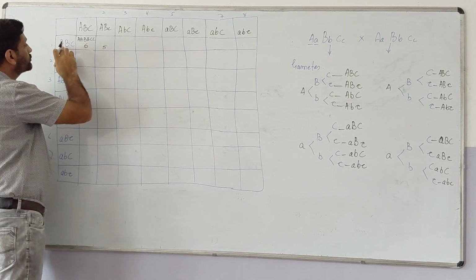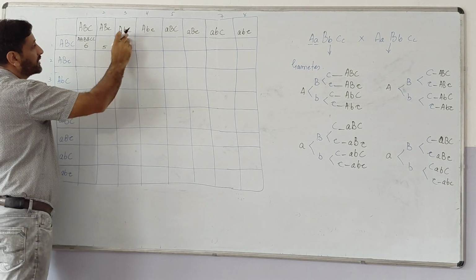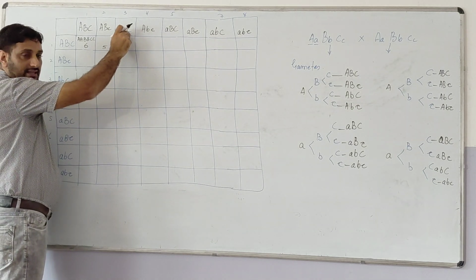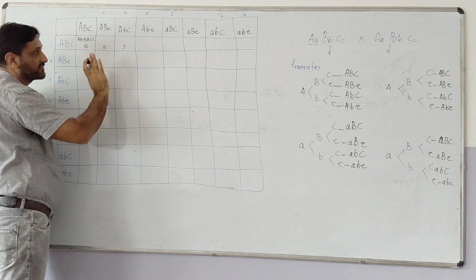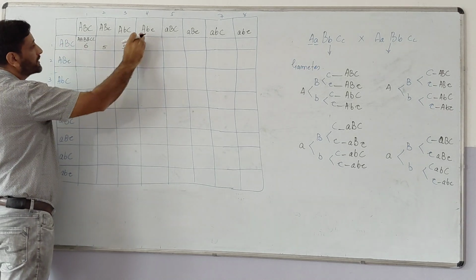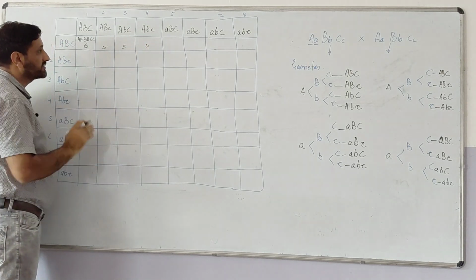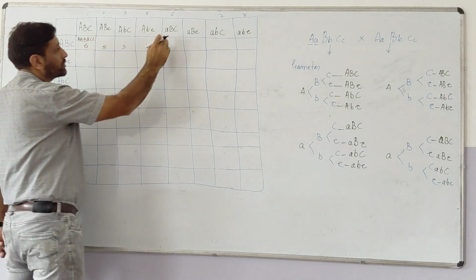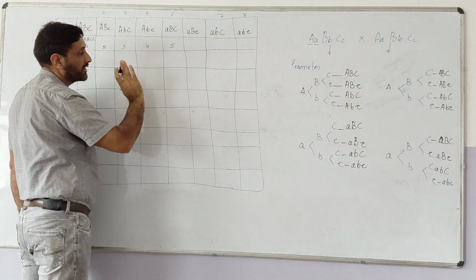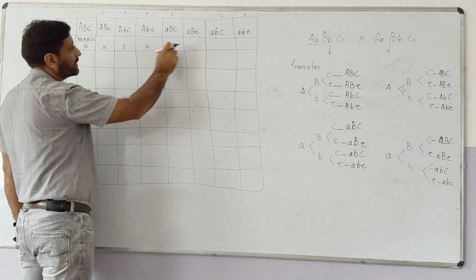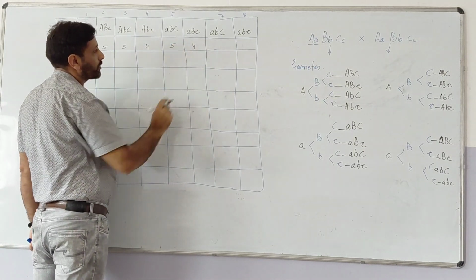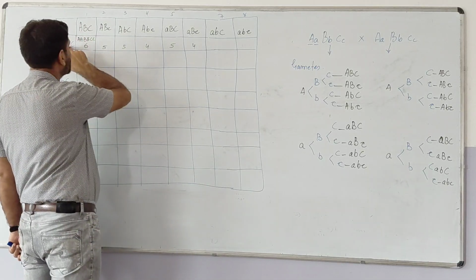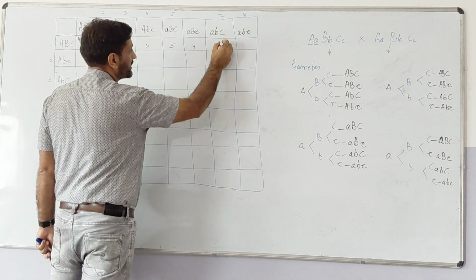Coming to here. Here will be 3 dominant alleles and 1 dominant allele. This is but 1 capital C. Then it will be 5 dominant alleles. Here it will be 3 plus 1. It will be 4 dominant alleles. Here it will be 3. 3 plus 2 is equal to 5 dominant alleles. Also here will be 3. Here will be 2. This will be 4 dominant alleles. Here it will be 3 plus 1. It is 4 dominant alleles.